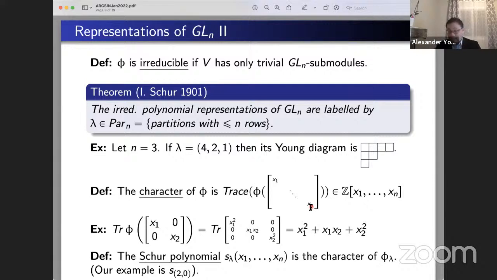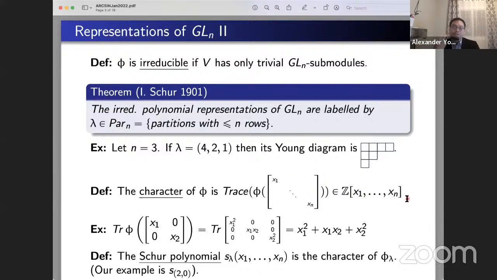And that's because phi is a homomorphism and trace is invariant under conjugation, so the character will be constant on conjugacy classes. That's statement number 1. And then statement number 2 is that almost every invertible matrix is actually diagonalizable. And so therefore, by continuity, you can restrict to this case. Okay, so in any case, you therefore get a polynomial in n variables.